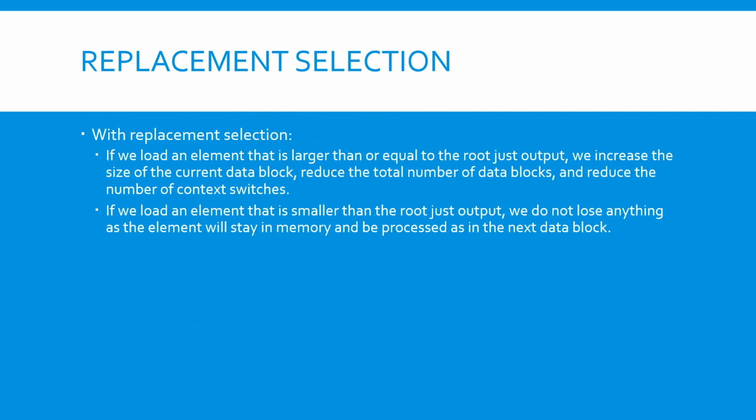So, if the new element can be included in the current data block, we increase the size of the data block and in turn reduce the number of data blocks. Or, if the new element cannot be included in the current data block, we will not waste any effort either. This is because we have stored the data in memory. Together, we know that we can reduce the number of data blocks without using additional memory space.